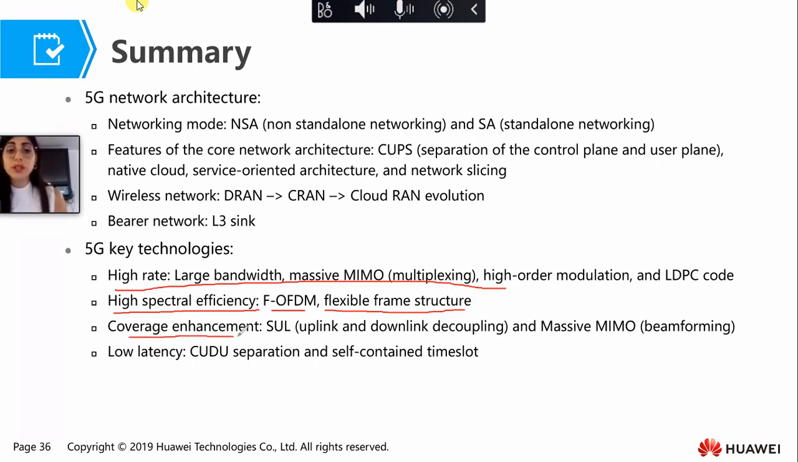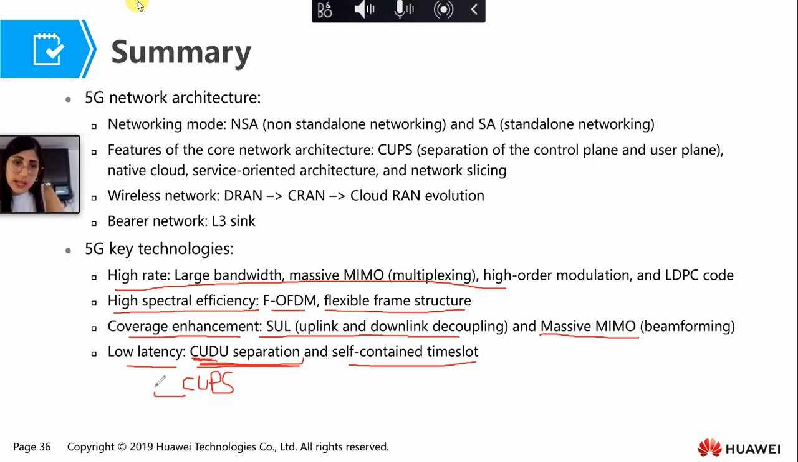We can improve the coverage in the C band by using the uplink and downlink decoupling, and in general, we can enhance the coverage by using massive MIMO. And to lower the latency, we have self-contained slot and the control user plane separation. I think this is the centralized unit and distributed unit separation. Yes, it is used also to reduce the latency, but also the control and user plane separation. It is also used to reduce the latencies, but this is not at the air interface.